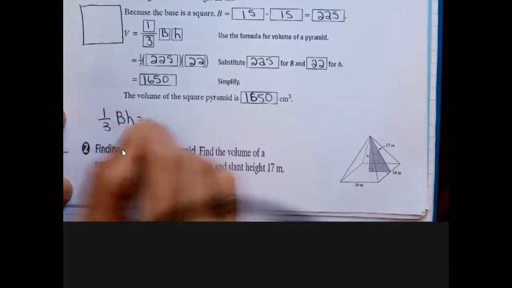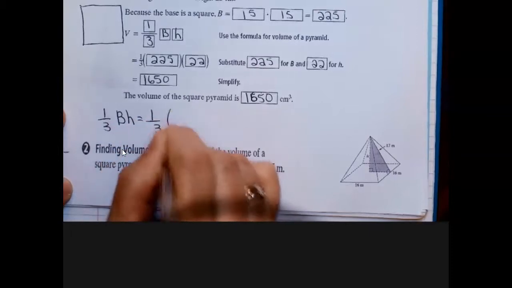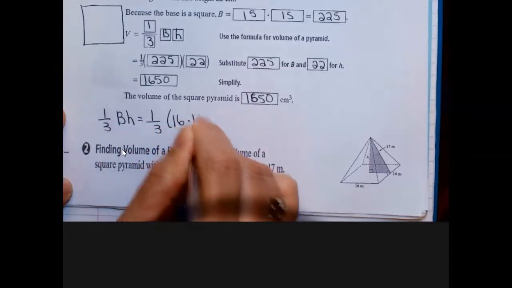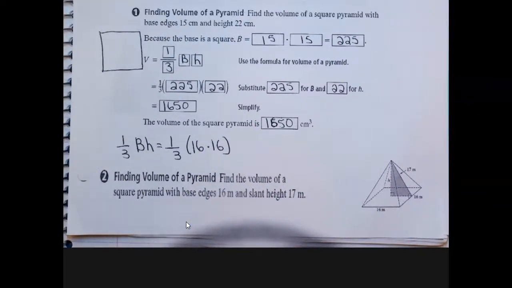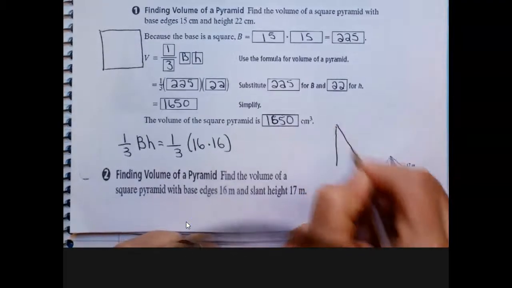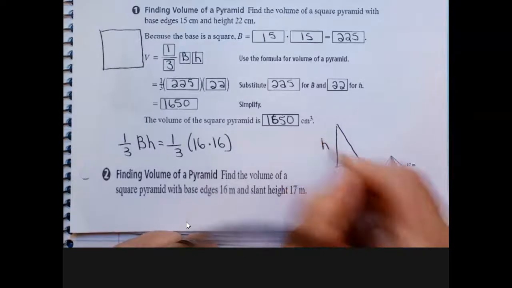1/3 big B times H. Again, big B happens to be a square. That would be 16 times 16. Now, the only part we're going to have to go after in here is we don't have the height, we have the slant height. So you can see they've drawn a picture, I'm going to pull out that picture for you. I'm looking for the height.